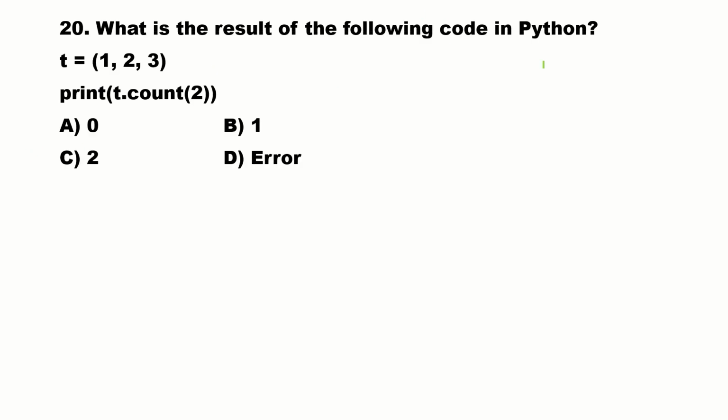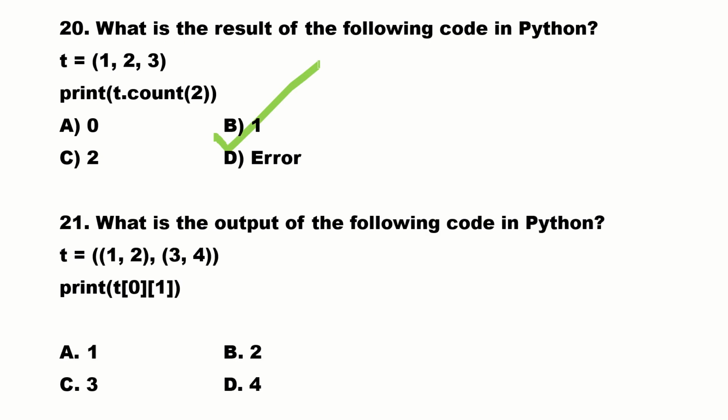What is the output of the following code in Python? Here a tuple is given, print t.count(2). What is the use of the count method? The count method returns the number of times a specified element appears in a tuple. So how many times does 2 appear in the tuple? Only one time. So the option will be B, one time. Again, if you give 2 here, how many times is it appearing? 2 times, so that would be the other option. But depending upon the question, here it is only one time, so the option will be B, 1.